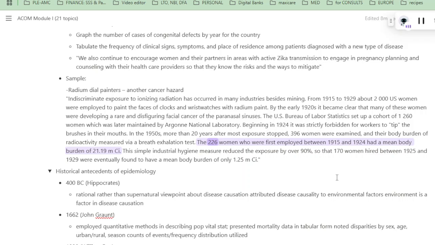The 226 women who were first employed between 1915 and 1924 had a mean body burden of 21.19 mCi. This simple industrial hygiene measure reduced the exposure by over 90%, so that 170 women hired between 1925 and 1929 were eventually found to have a mean body burden of only 1.25 mCi.